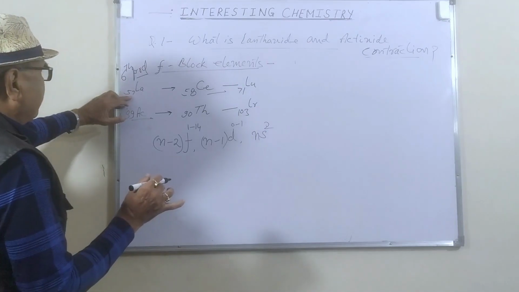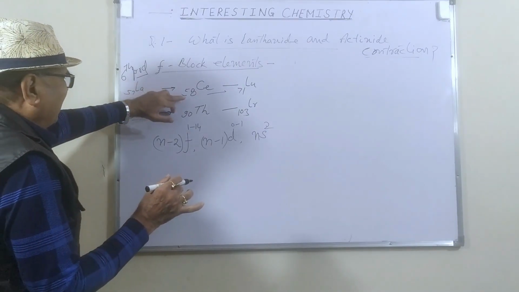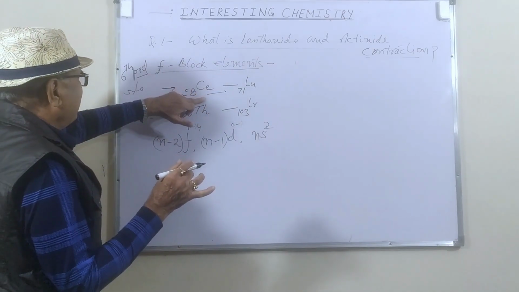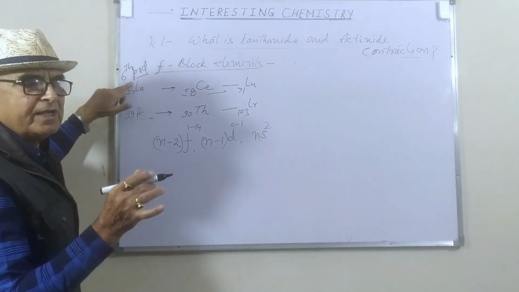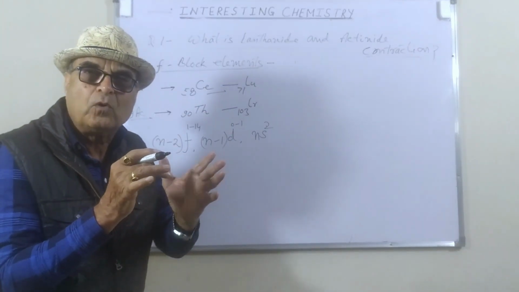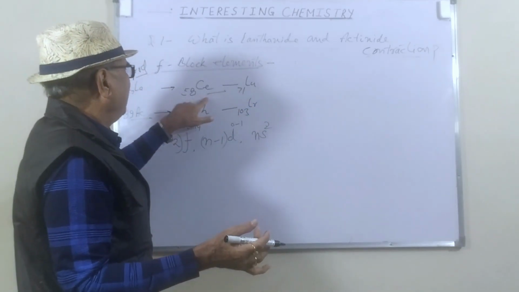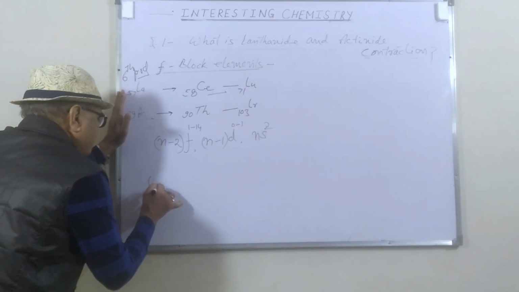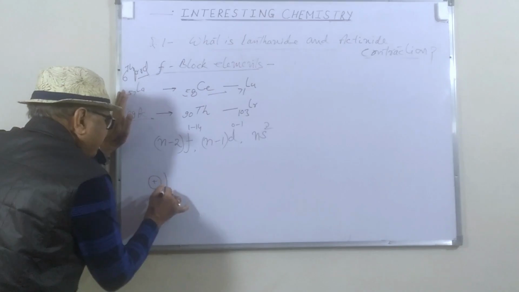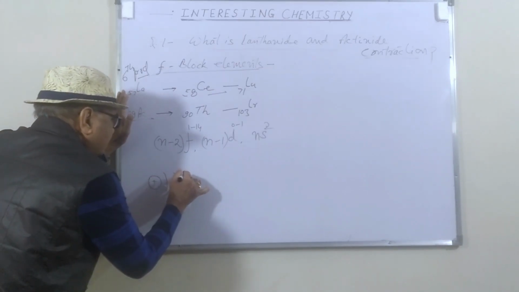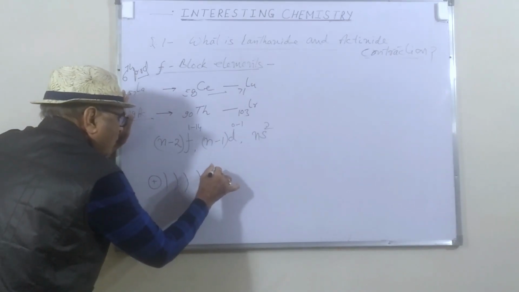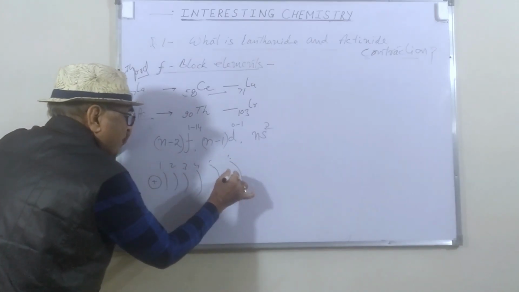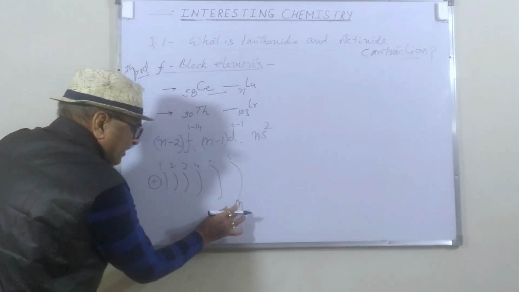Suppose I am taking this. You will find the lanthanides in the 6th period, so there will be 6 orbits or shells in the electronic configuration of lanthanide. Suppose this is 1, this is 2, 3, 4, 5 and 6. These are 1, 2, 3, 4, 5 and 6. This 6th one is n. Suppose this is the last n.